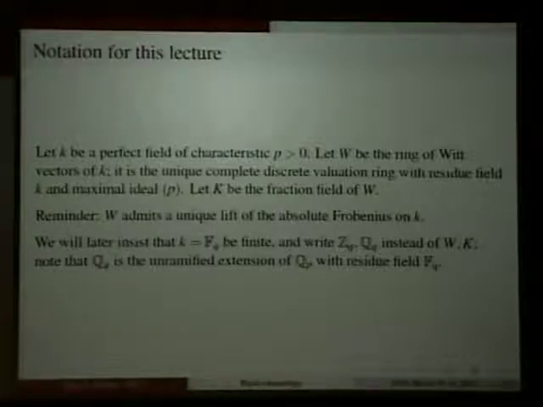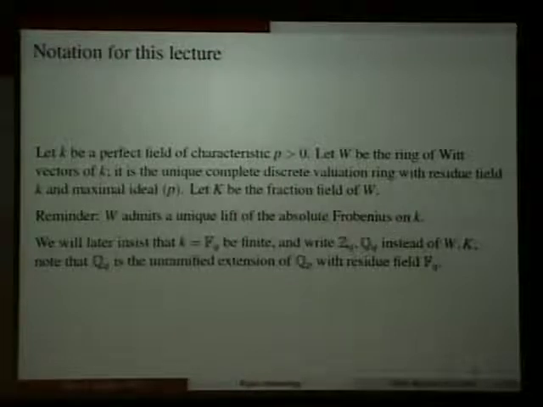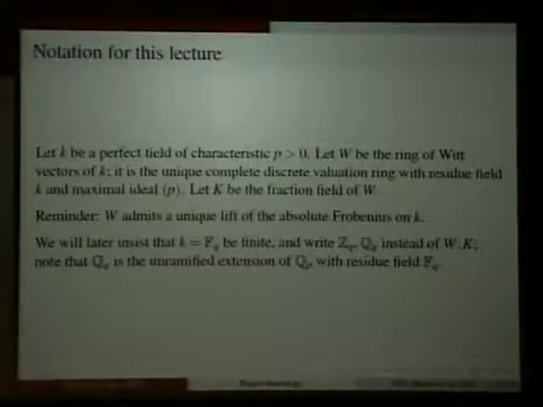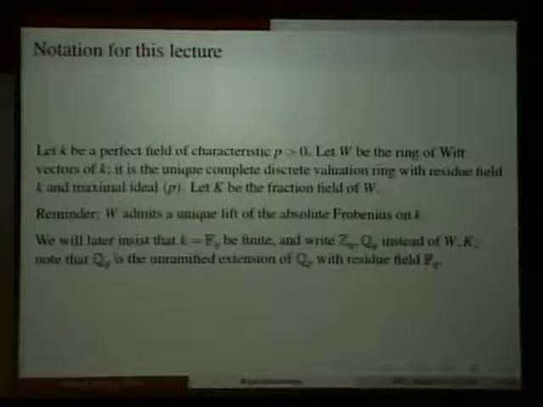The one thing you'll lose by thinking of that case is you won't notice the following thing: W, the ring of Witt vectors of k, admits a unique lift of the absolute Frobenius on little k, which is, of course, the identity map on Z_p, but in general is something more interesting. So that will show up a little later. But aside from that, you're perfectly welcome to think about Z_p and Q_p and F_p.